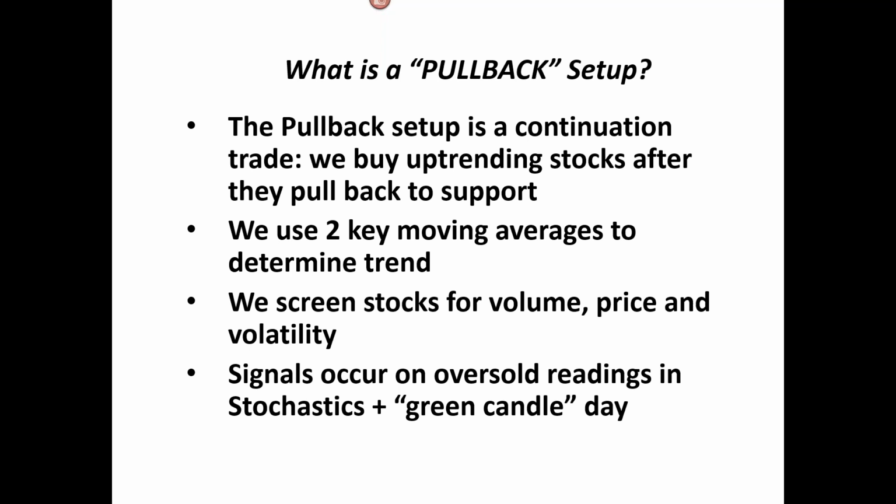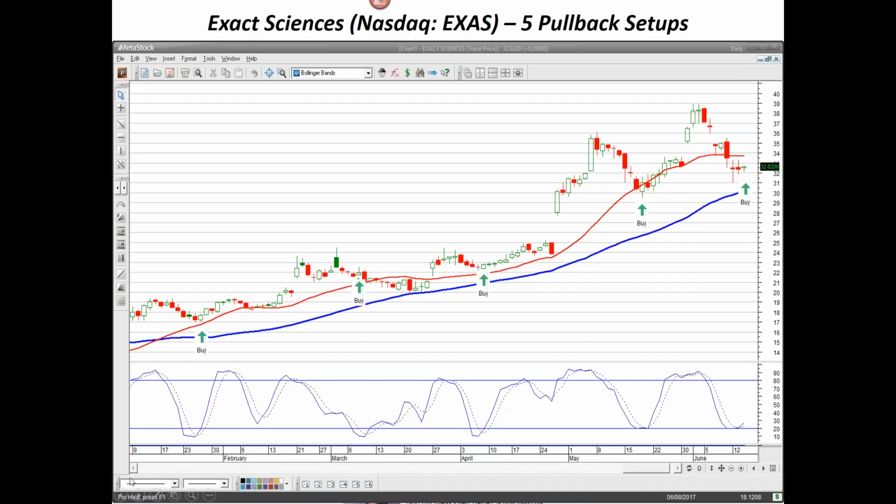Let's look at an example of the pullback setup in action. And here we have a stock, clearly an uptrending stock, right? You can tell by the slope of the moving averages. We have here overlaid the pullback chart template, which gives us a short-term moving average, that's your red line, a longer-term moving average, that's your blue line, and then your stochastics indicator down below.